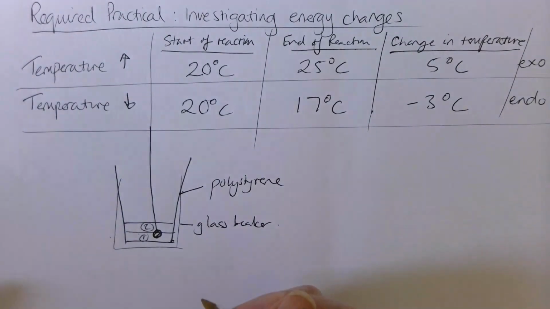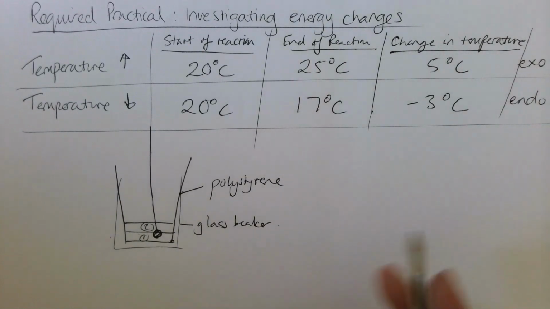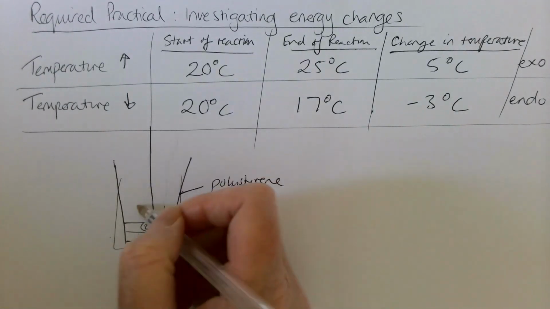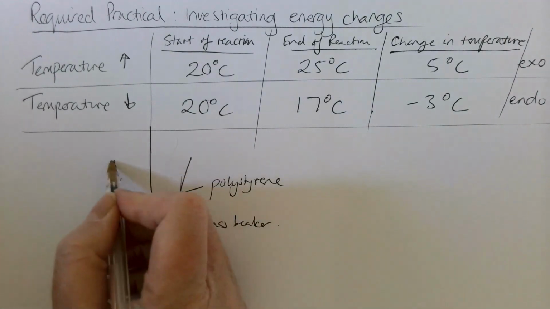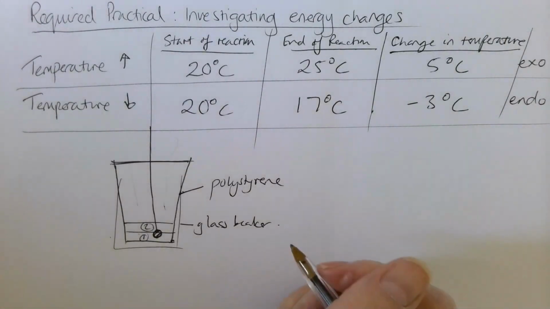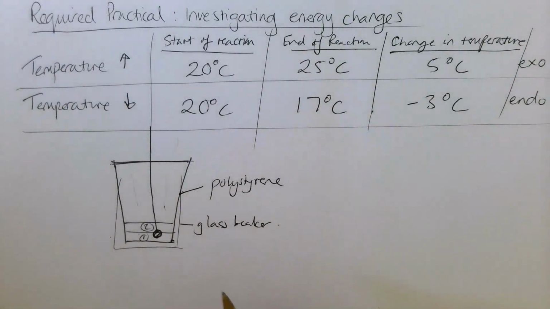Now you're expected to be able to plan an experiment like this, and you're expected to know the reasons for all the things. So obviously the reason for the polystyrene cup is to prevent heat loss, to make your results more accurate. Also, you'd get a lot of heat escaping out of the beaker, so it's always good practice to use a lid as well, and you can just have a hole in the plastic lid for the thermometer. And the glass beaker is to stop it all tipping over.